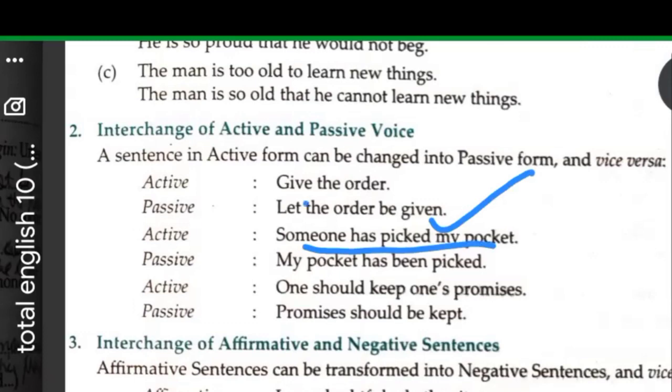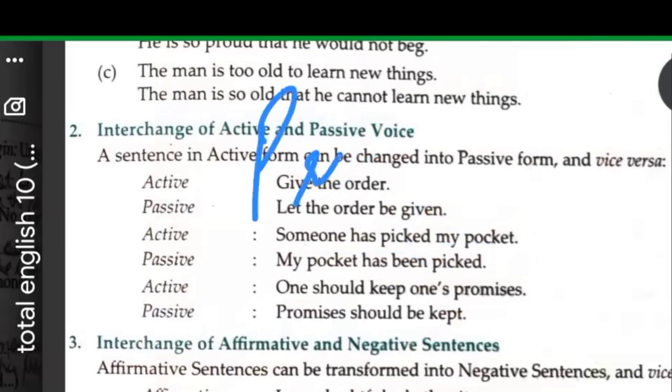Now the subject came before someone. Okay. Here the subject is the someone. What has been picked? My pocket. Okay, object. So now when that has to be turned, we know that present perfect tense will be changed with the rule.